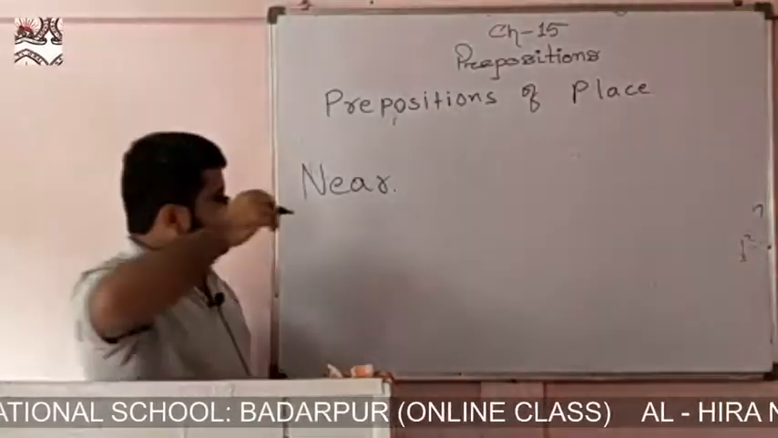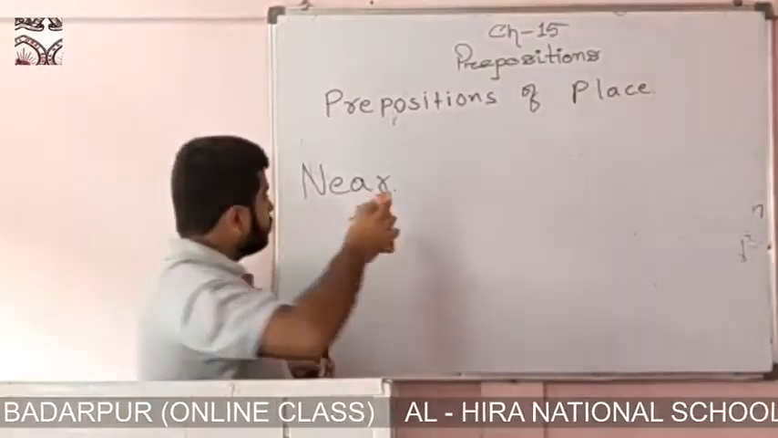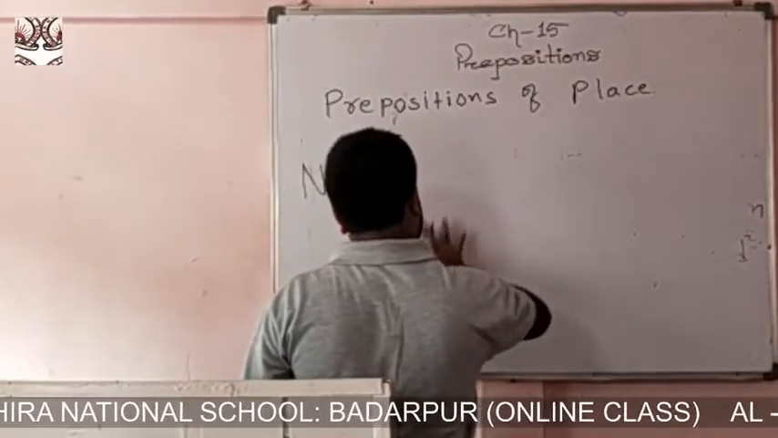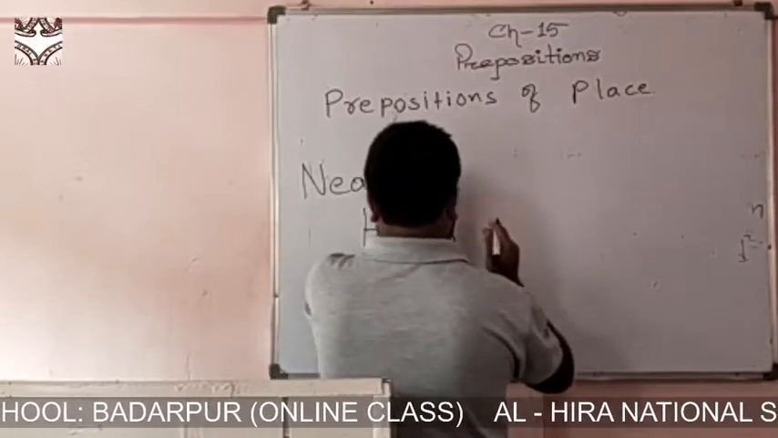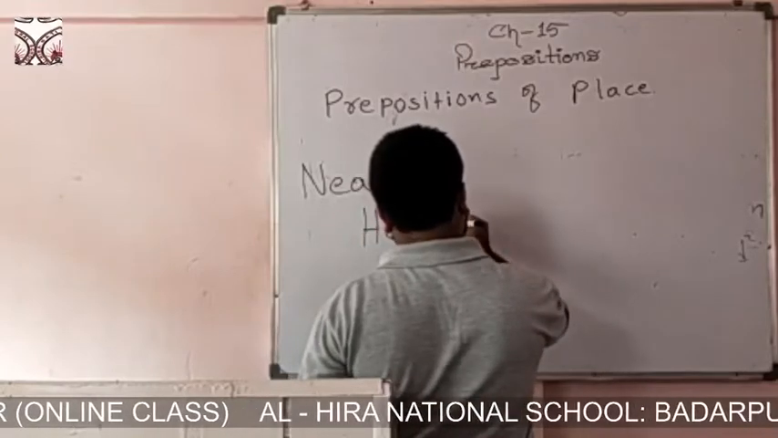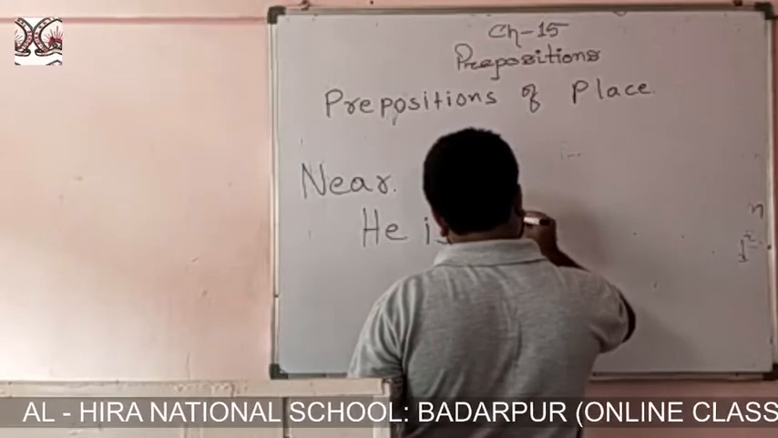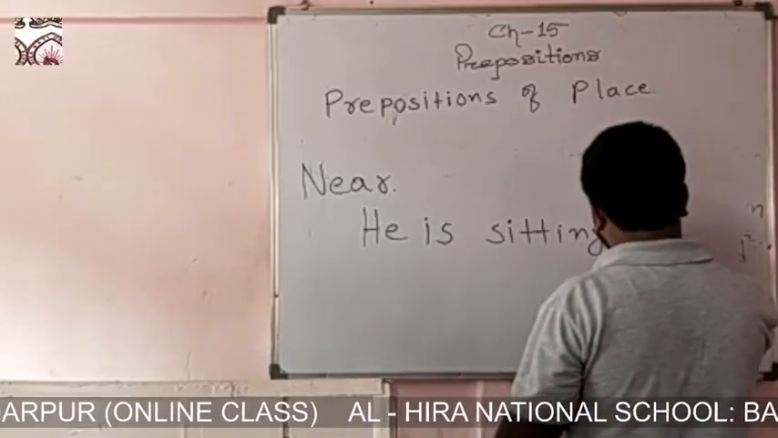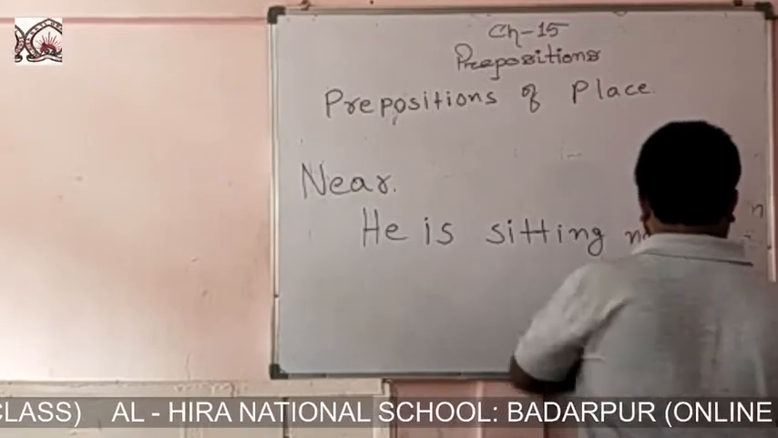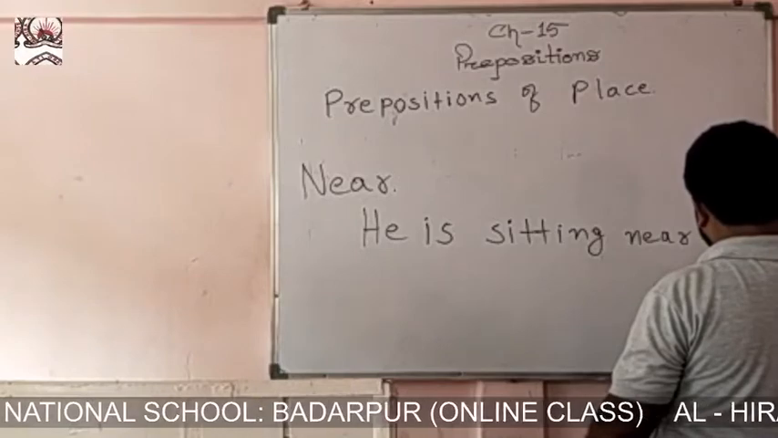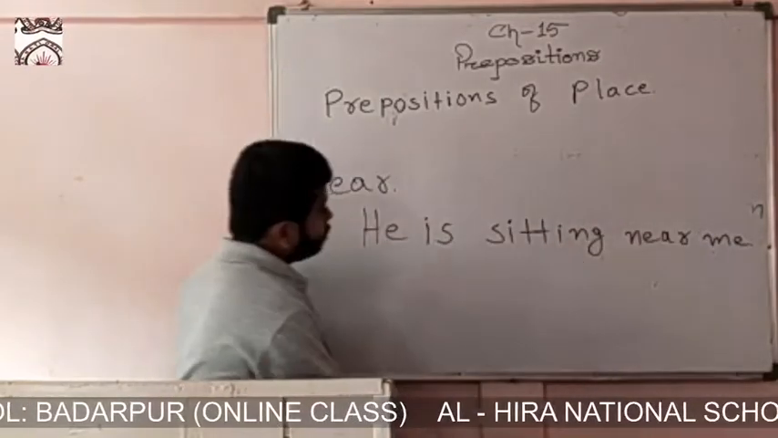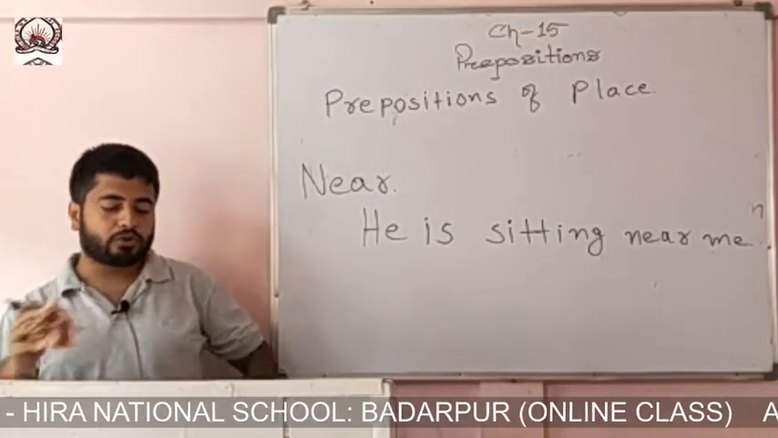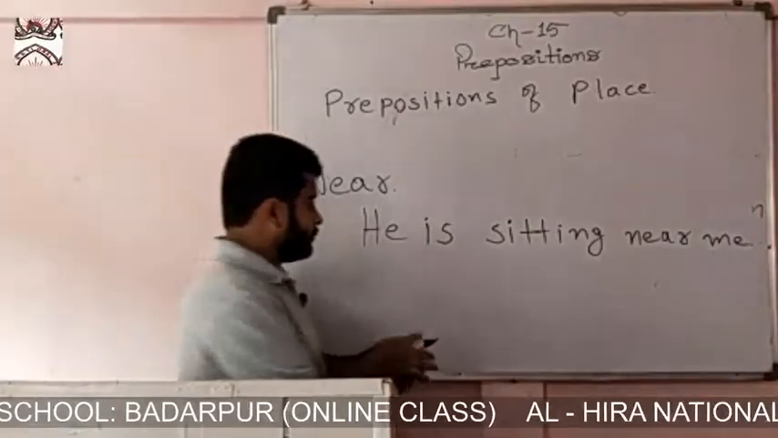Let us practice one or two examples. He is sitting near me. He is sitting near me. So I hope you have understood where to use near. We use near to explain something which is close to us. Another example, let me write down.